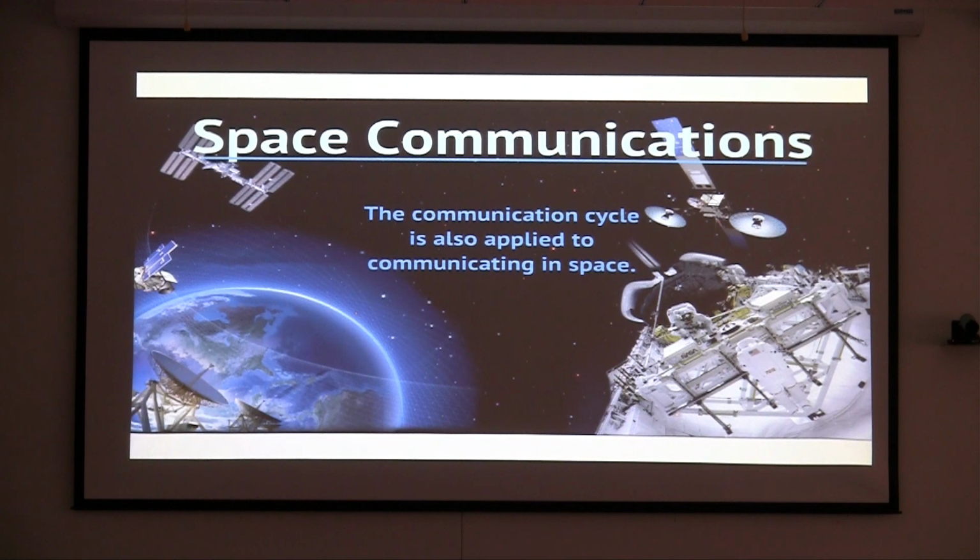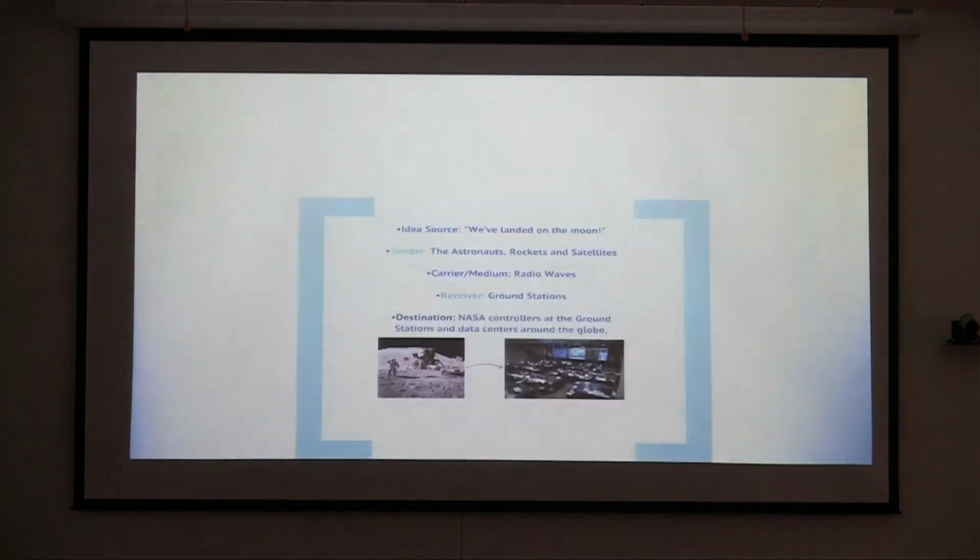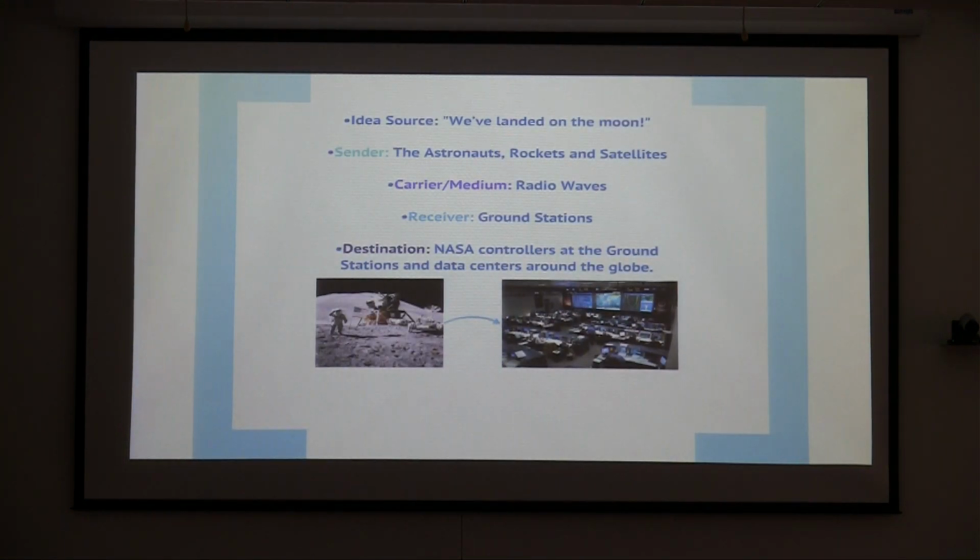But first, this communication is also applied to communicating in space. So the idea source would be, we've landed on the moon. The sender, instead of Billy, would be astronauts, rockets, or different satellites in space. The carrier or medium that we use today are radio waves, for the most part. The receiver are our ground stations that we have all around the world. And the destination would be the NASA controllers on the ground and the data centers around the globe. We'll get more into this as we move forward.